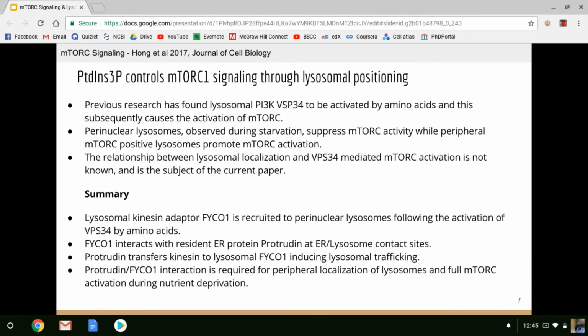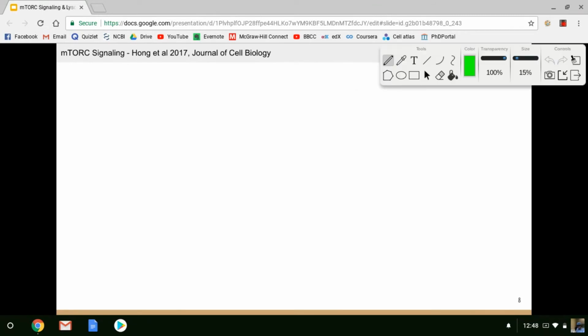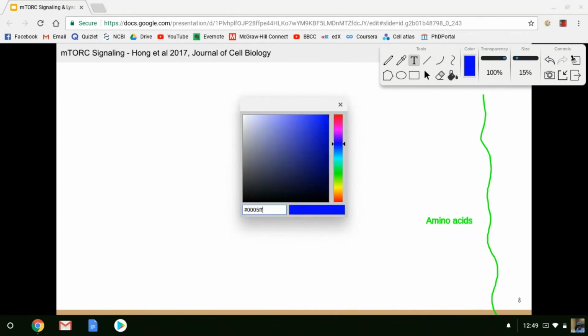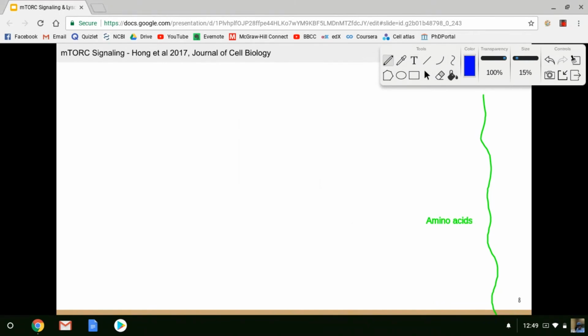So this is the summary of the current paper. We're going to go through the pathway that is being put forward in the next slide. Okay, so this pathway, let's begin with the entrance of amino acids. So let's say some amino acids are present and they are entering the cell. The amino acids come through, and they activate our VPS34, our phosphatidylinositol kinase.